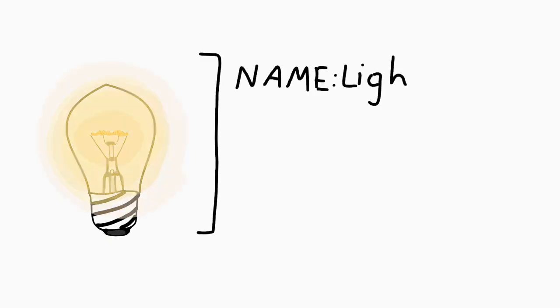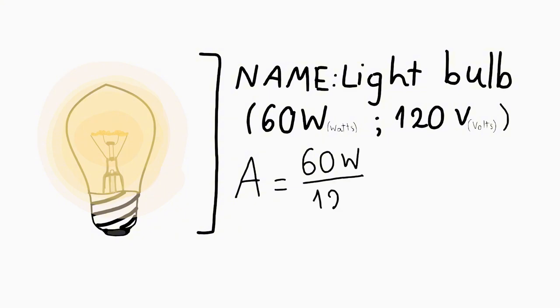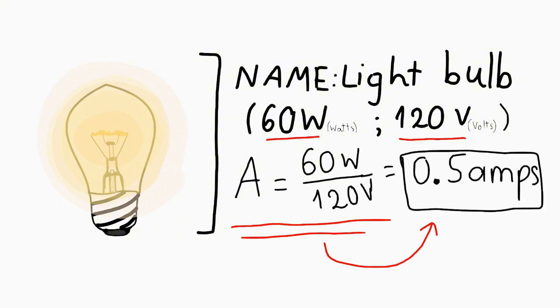Let's have an example. This is a light bulb, and it has 60 watts and 120 volts. Its electric current is 0.5 amperes, which can be calculated by using the formula: take 60 watts divided by 120 volts.